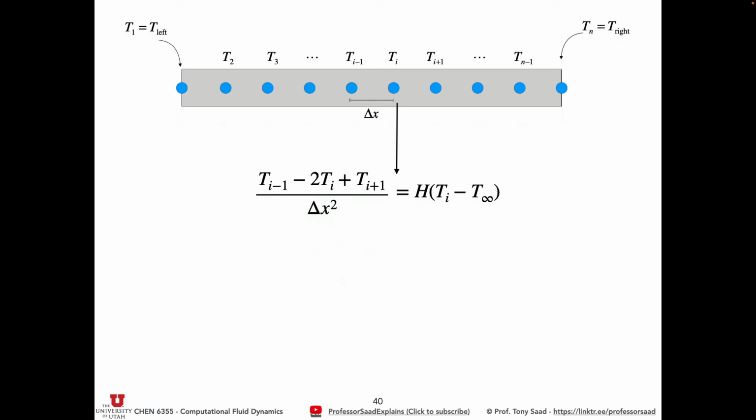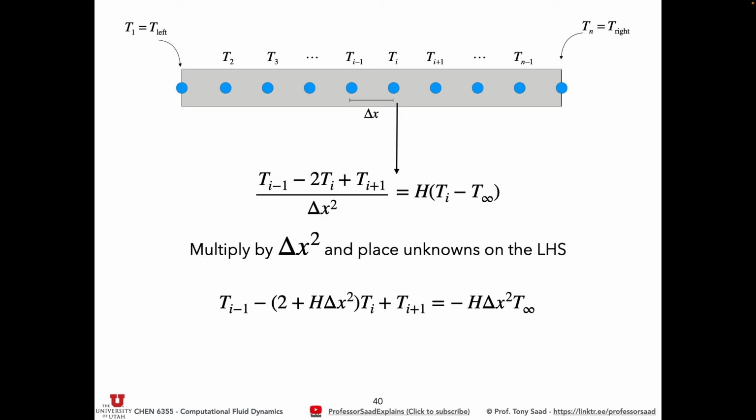Okay, so we have a relation between these different terms, and it gives us some formula between T1, T2, T3, and so on. If I take this equation, which is valid at every one of those points, and apply it here and here and here, I'm going to get a system of equations that connects all of those points together. First, let me clean it up a little bit. I multiply by delta x squared and move the unknowns to the left-hand side and put everything I know on the right-hand side. My unknowns are Ti, Ti plus 1, and Ti minus 1. Everything I know is h, delta x, and T infinity, so I put those on the right-hand side. Then I can build my system of equations.